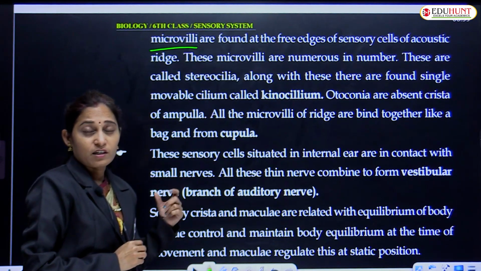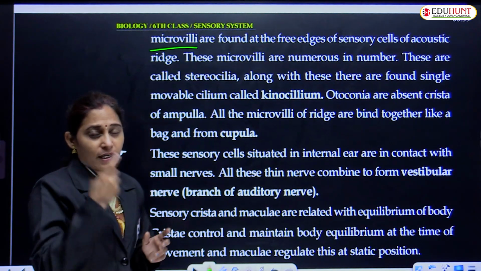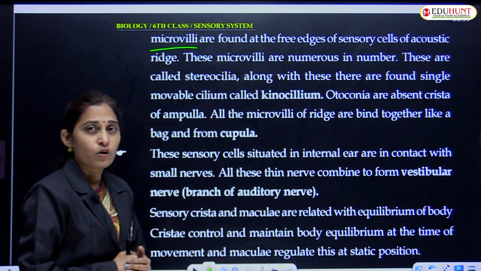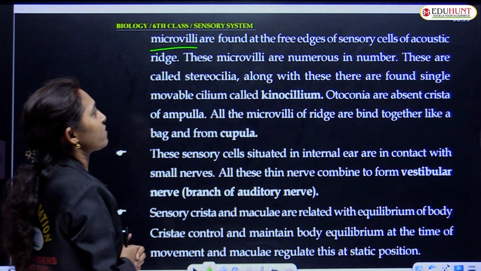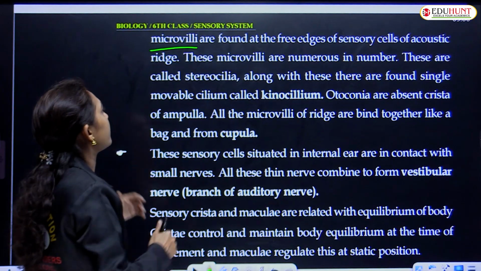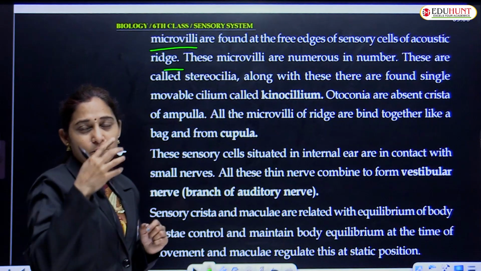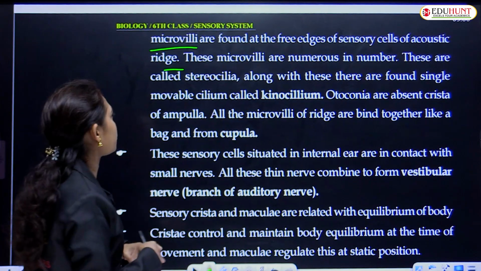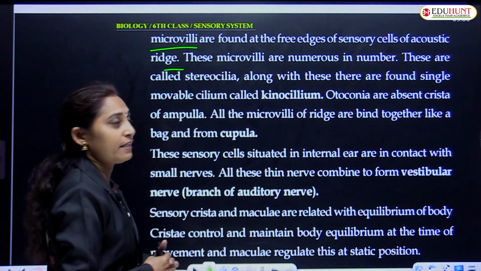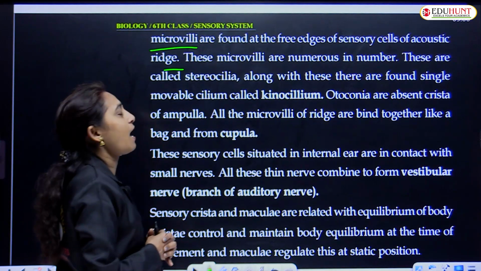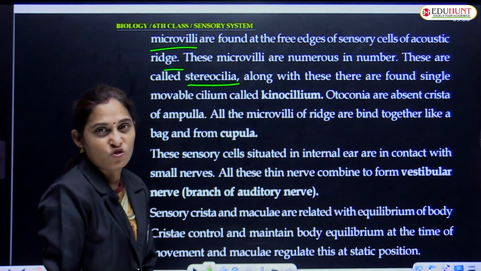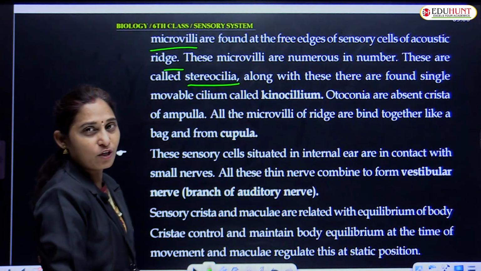ఈ రిడ్జ్ మీద సెన్సరీ సెల్స్ ఉంటాయి. మనకి కంట్లో ఎలా అయితే సెన్సరీ సెల్స్ లైక్ రాడ్స్ అండ్ కోన్స్ ఉంటాయో, ఇక్కడ కూడా సెన్సరీ సెల్స్, ఫ్రీ ఎడ్జెస్ ఆఫ్ సెన్సరీ సెల్స్ ఆఫ్ acoustic ridge have these microvilli, the pillar-like structures, and these microvilli are abundant in this ridge, and these are called stereocilia. Stereocilia are the microvilli.